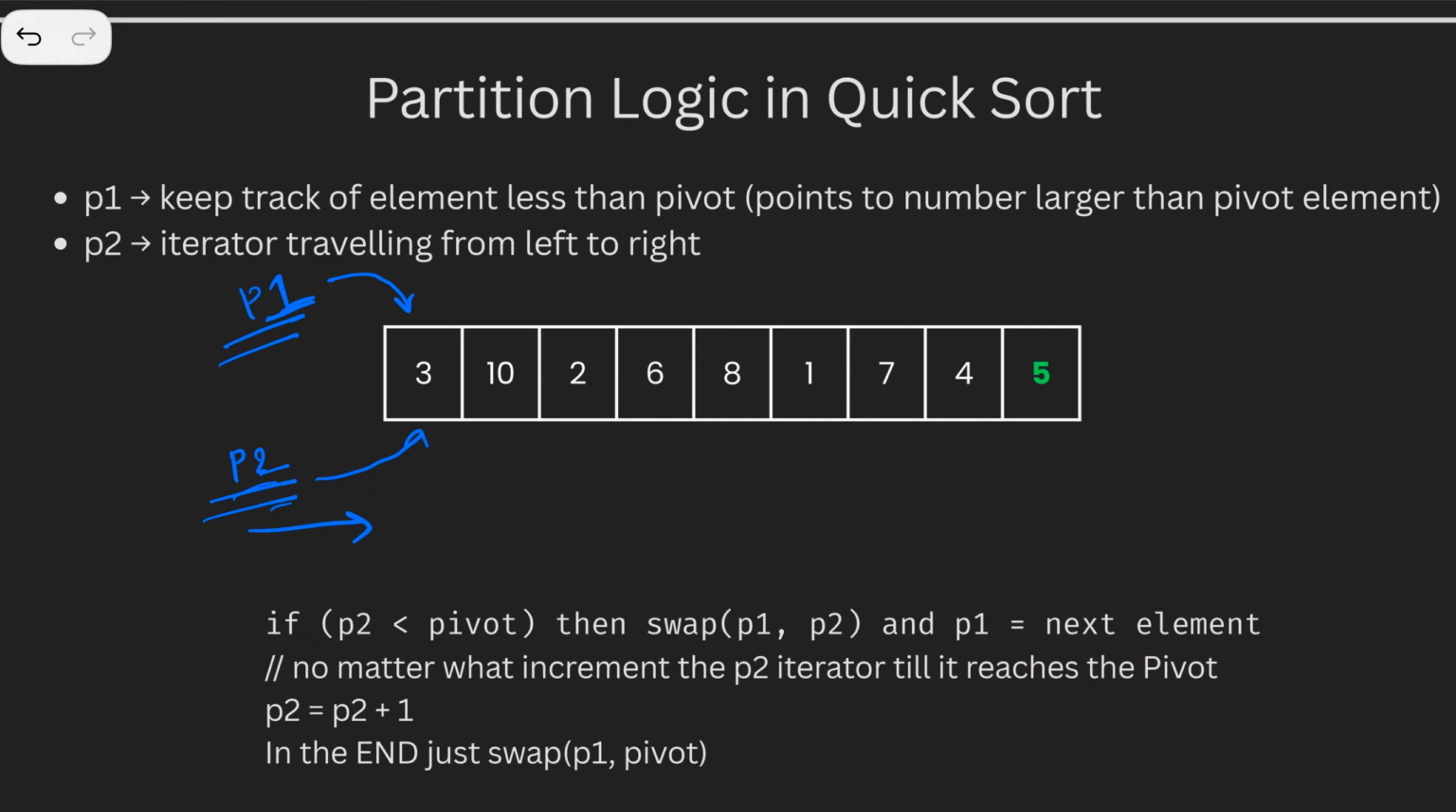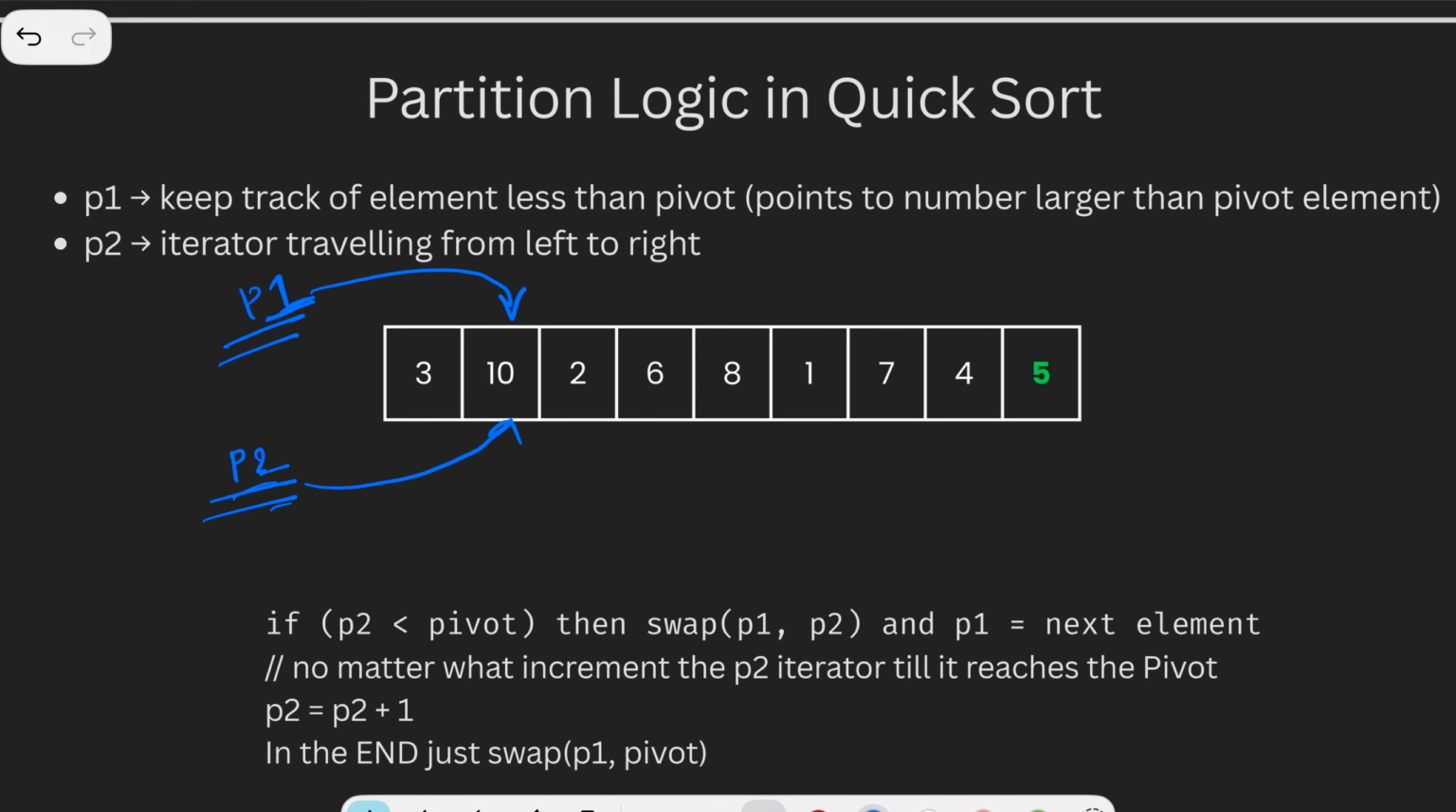Okay, so P1 and P2 are pointing to the very same element. So after this swap, nothing happens, but P1 will be pointing to the next element. Also P2 will be pointing to the next element. So I will just update that. Again, what we do, we check whether P2 is less than our pivot element. In this case, it's not. So we are not going to do anything. We are just going to increment the pointer P2. So now P2 will be pointing to the very next element, which is element 2.